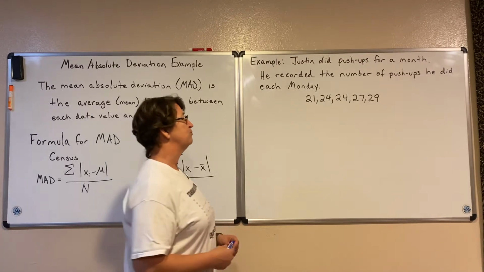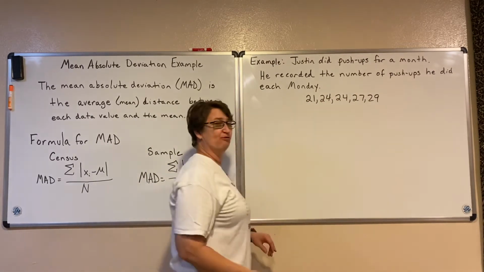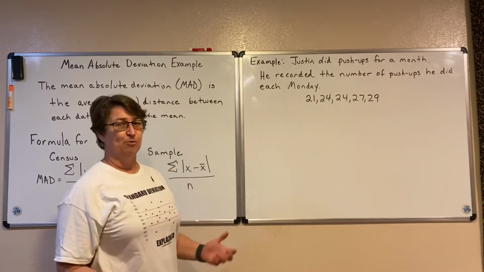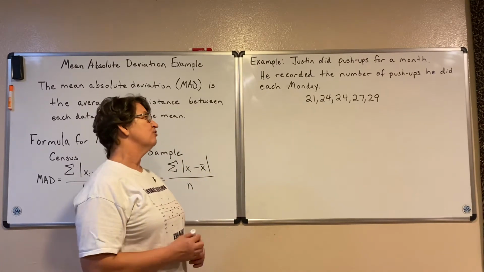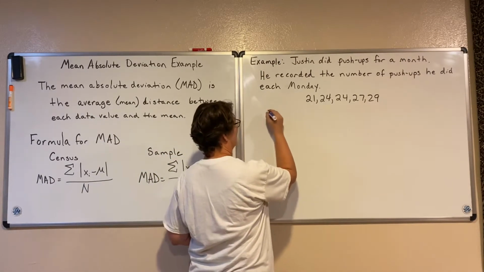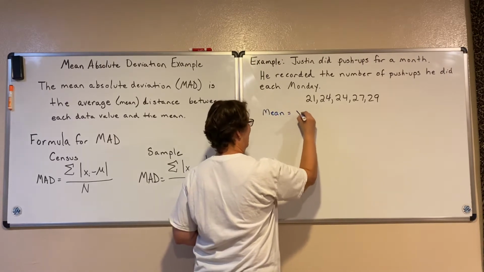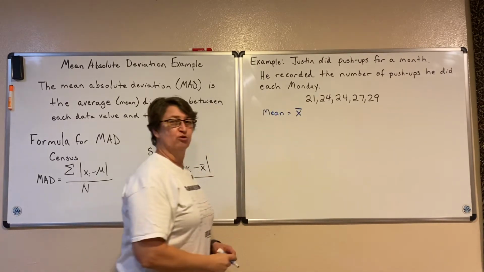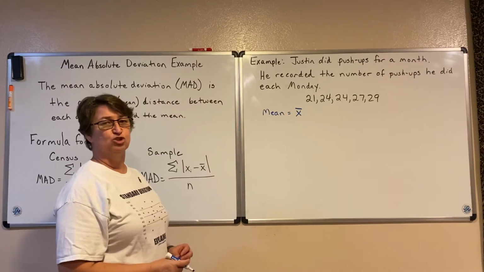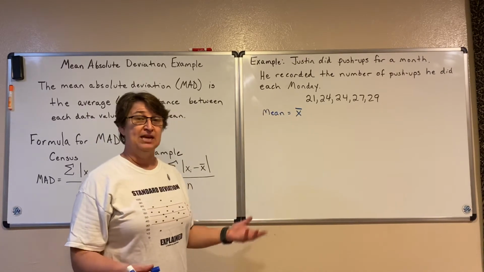So in this case, because he recorded the number of push-ups he did each Monday and not every day, this is just sample data. He wasn't able to collect it for the whole month. So for our sample data, when we talk about the mean of a sample, we're going to use x bar. And so when we do our notation, we'll just use that x bar. Well, first we need to find the mean of this data.